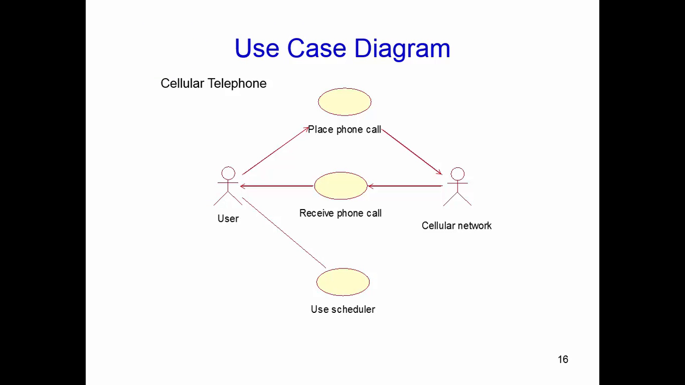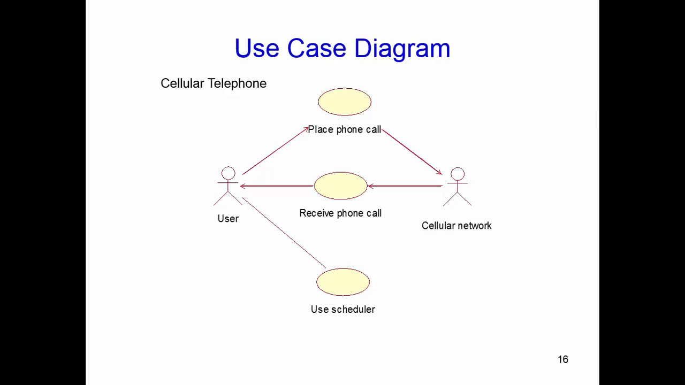Here's an example of a use case diagram for the cell phone. Those are the three functions that we listed for the cell phone: place phone call, receive phone call, and use a scheduler or the calendar. And you see in our case, we have two actors. One of them is the user, which is the person using the cell phone. And on the other side, we have the cellular network, which we can think of as an antenna.